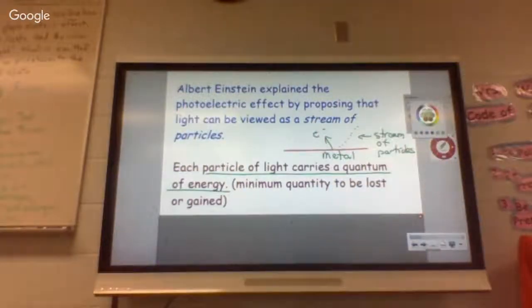I'll let you catch up, and then we'll talk about it again. What is the minimum quantity to be lost or gained? A quantum of energy, your minimum quantity of energy. So each particle of light carries a quantum of energy. Can you explain it again? Yeah, let everybody catch up.